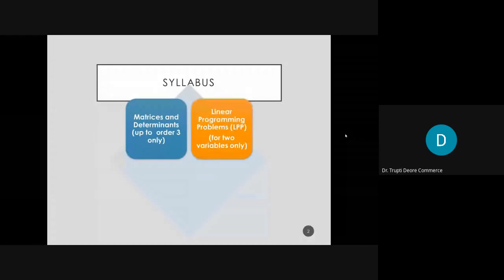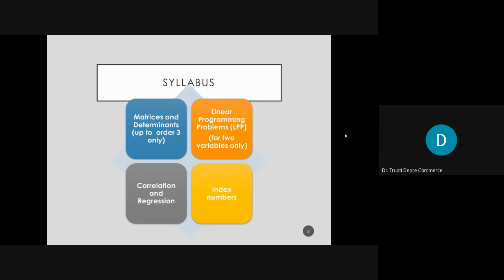Then the second chapter is linear programming problems. It is called the LPP. It is up to two variables only. Then correlation and regression. Most of the part of correlation and regression is covered in the SD, standard deviation, right? So the remaining part is just the line drafting and all. We will see it in correlation and regression. And the last one is index numbers. Okay, so there are four chapters for this second semester.